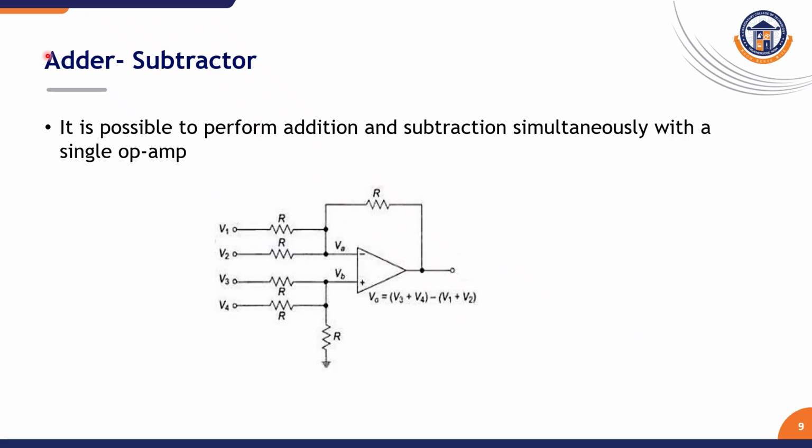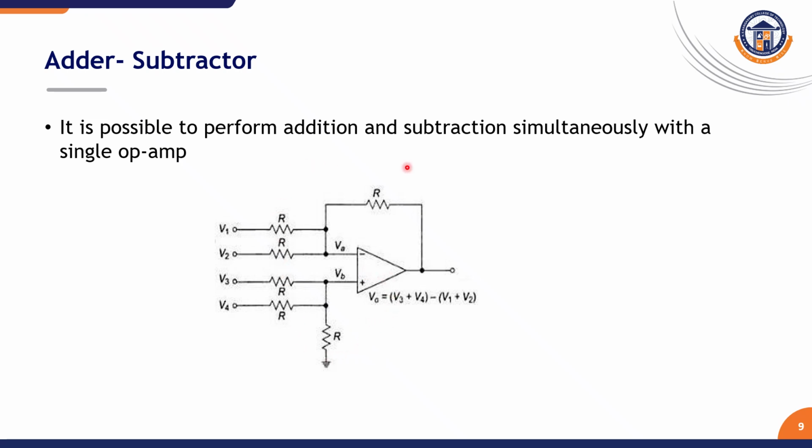Then this is an adder subtractor. If you combine the summer and the subtractor, it is called a summer subtractor circuit or adder subtractor circuit. It is possible to perform addition and subtraction simultaneously with a single operational amplifier. This figure shows a typical adder subtractor circuit diagram with four inputs. Here V1 and V2 input voltages are connected to the inverting terminal of the operational amplifier, and V3 and V4 are connected to the non-inverting terminal.